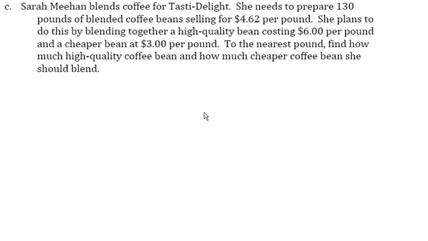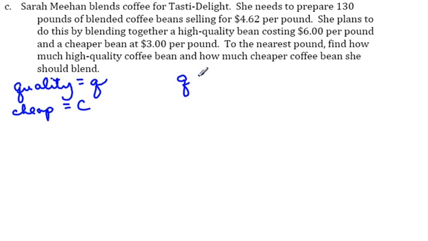So remember, I've got to name my variables. I'm going to call my quality bean Q and my cheaper bean C. So the amount of my quality bean is Q and the amount of my cheaper bean is C. And I know that I have to have 130 pounds of coffee. So that lends itself right to my first equation: Q plus C equals 130.